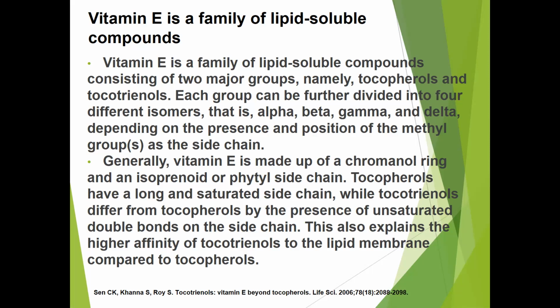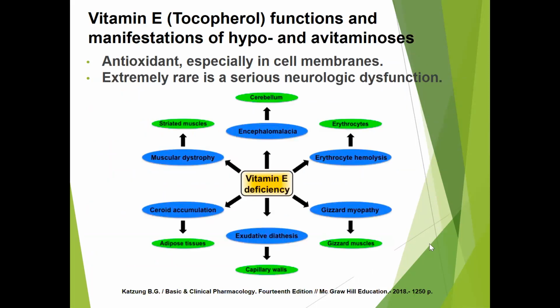Each group can be further divided into the 4 different isomers, that is the alpha, beta, gamma, and delta, depending on the presence and positions of the methyl groups as the side chain. Generally, vitamin E is made up of the chromanol ring and an isoprenoid phytyl side chain. Tocopherols have a long and saturated side chain, while the tocotrienols differ from the tocopherols by the presence of unsaturated double bonds on the side chain. This also explains the high affinity of tocotrienols to the lipid membranes compared to the tocopherols.